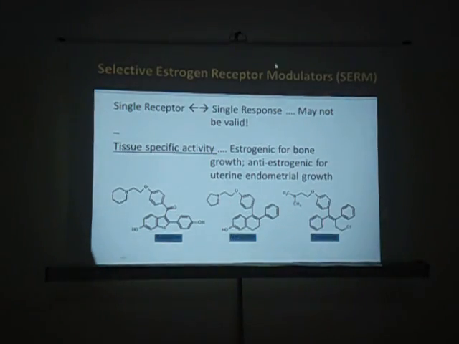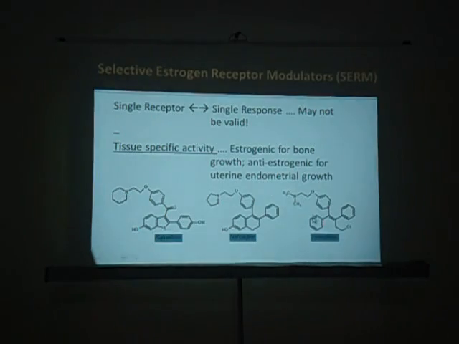So what are these? Selective estrogen receptor modulators. The concept that single receptor, single response may not be valid, because we have both alpha and beta receptors, and because of this receptor change and changing the mechanism of action, there can be beneficial effects only, avoiding the bad effects. That we will be learning later.